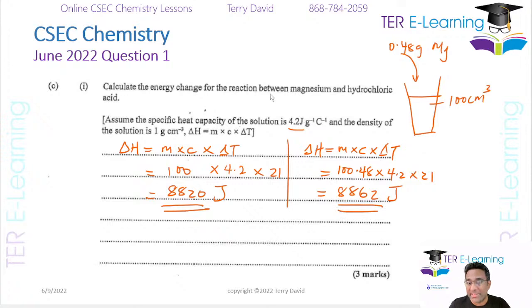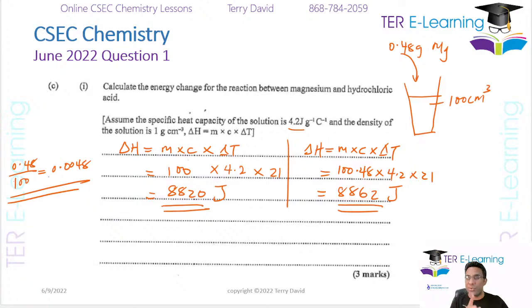Now, this is one instance where you don't necessarily have to add the 0.48, and I'll tell you why. So you have 100 grams of liquid inside it. Now, the amount of magnesium that you're adding is only 0.48 grams, right? When you work out that 0.48 divided by 100, you're going to get a ratio of 0.0048, right? Which means that that 0.48 grams of the magnesium is negligible.